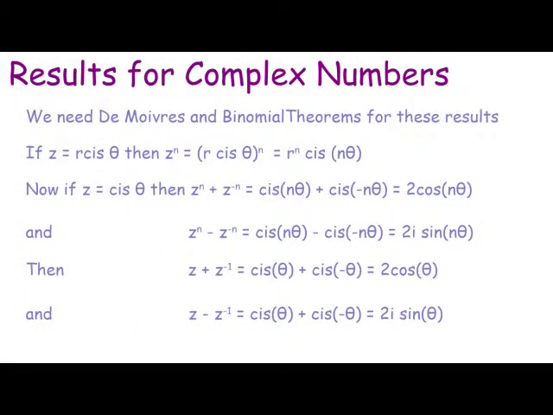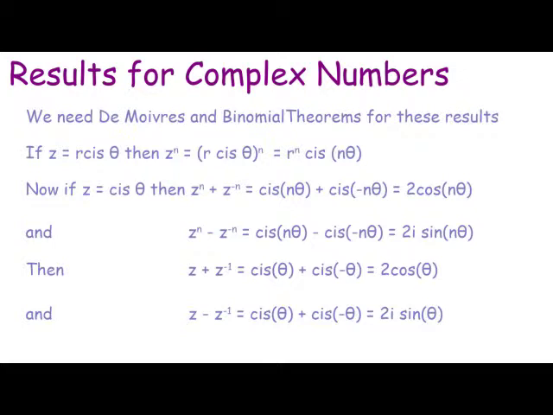Today we are looking at results for complex numbers. We're going to be using De Moivre's theorem and binomial theorems. Basically, these are going to allow us to do some expansions, and we're going to be able to create powers for sine and cosine, and also be able to create what's called multiple angles, the n theta or 5 theta, sine 5 theta, those sorts of ideas.